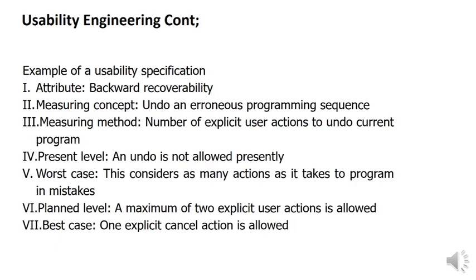5. Present level: an undo is not allowed presently. Worst case: this considers as many actions as it takes to program in mistakes. 6. Plan level: a maximum of 2 explicit user actions is allowed. Then 7. Best case: 1 explicit cancel action is allowed.